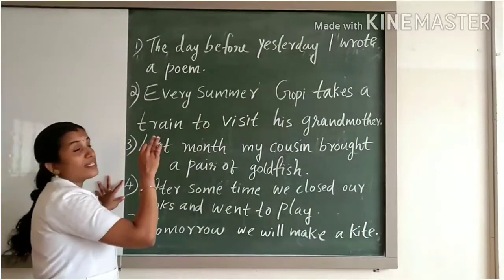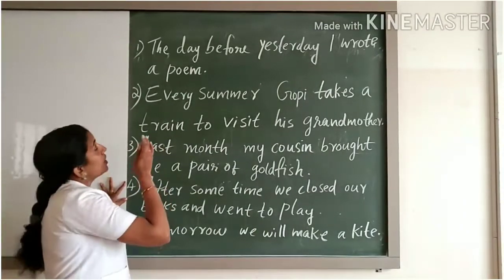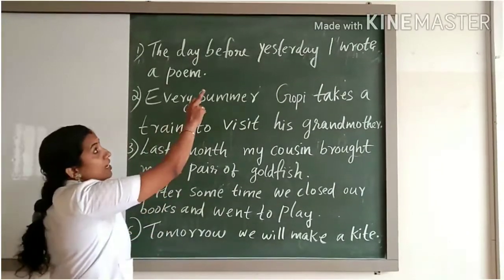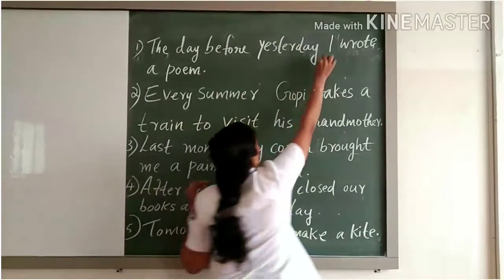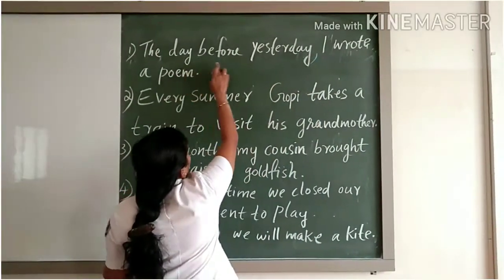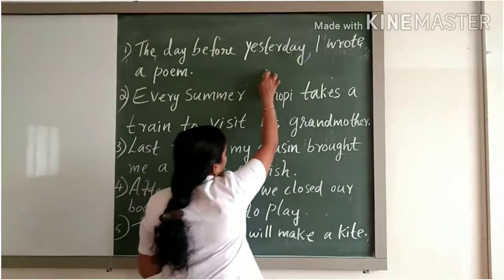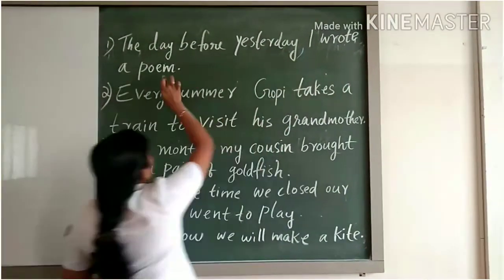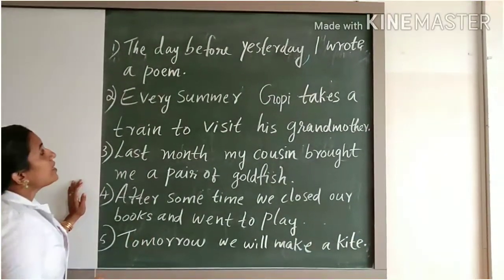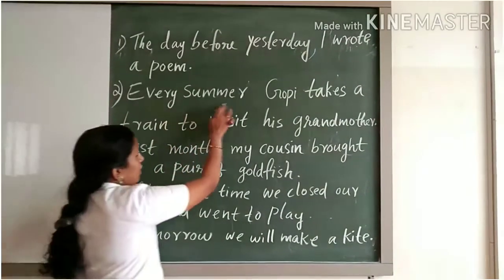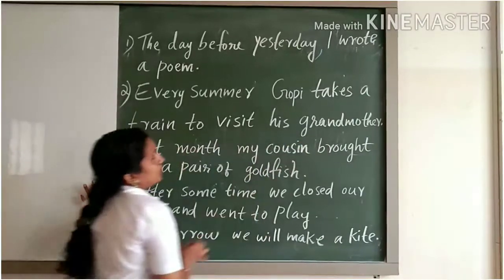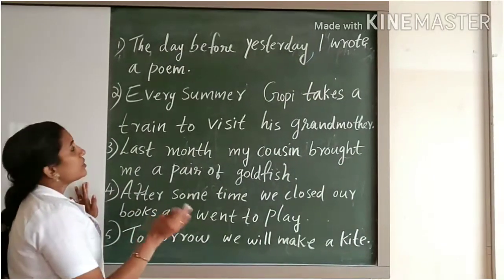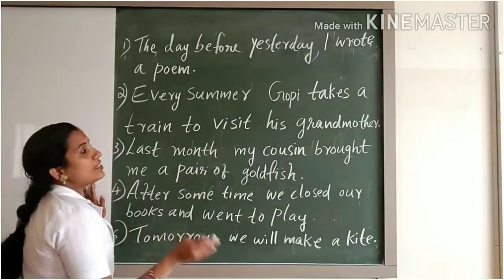Here we use the time. The day before yesterday is the time. So after the time, we use a comma. So here: the day before yesterday, comma, I wrote a poem. Okay. The second sentence: every summer, Gobi takes a train to visit his grandmother.